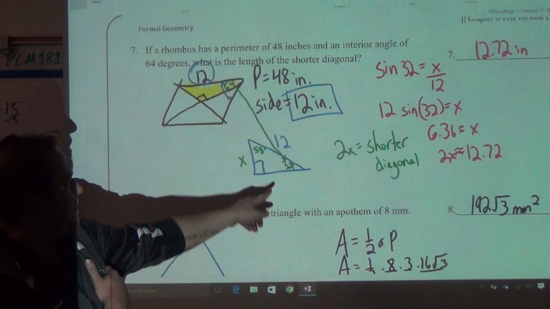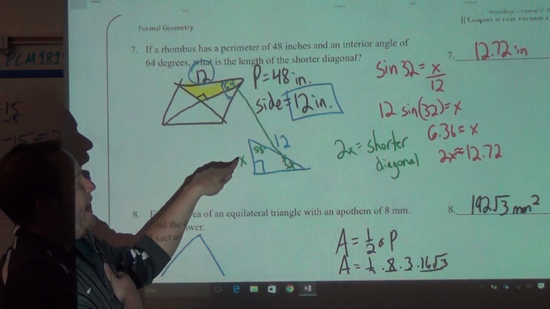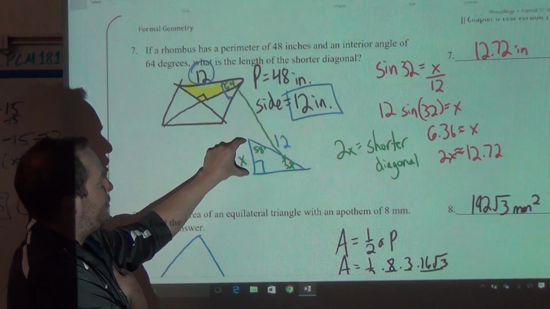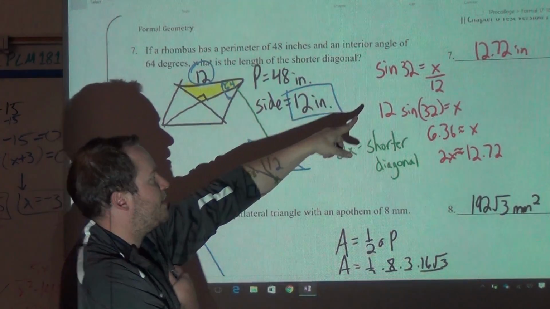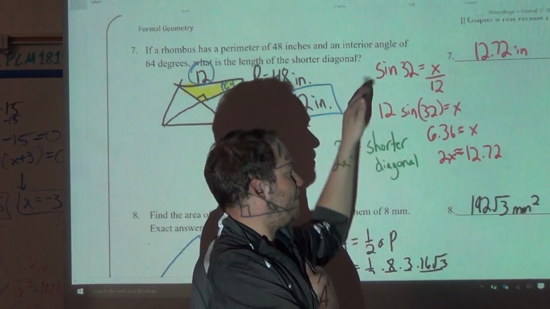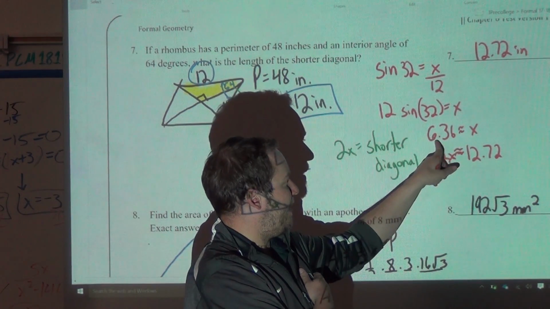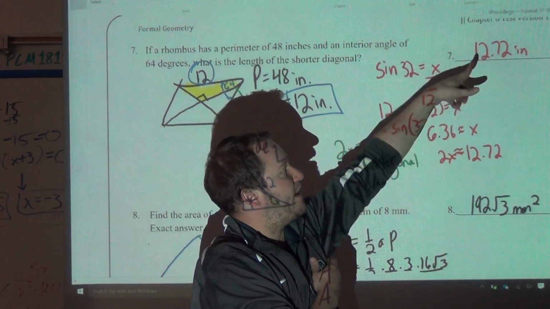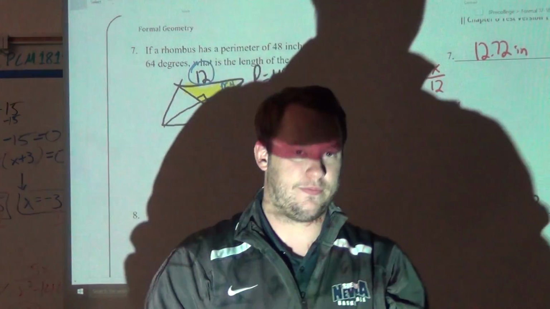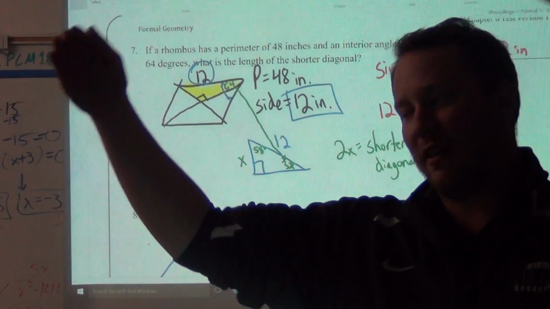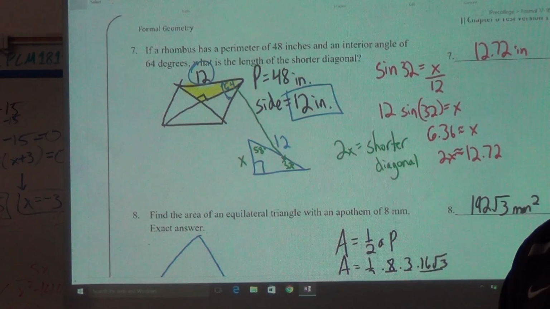The shorter diagonal is going to be across from 32, and the whole short diagonal is going to be this piece. It's going to be 2 times whatever this measure is. So we're going to get sine 32 is x over 12, get 12 sine 32 is x, which is about 6.36, which means 2x is about 12.72. We'll put inches on that, not inches squared because we're not talking about area, we're talking about a length, which is a one-dimensional topic.